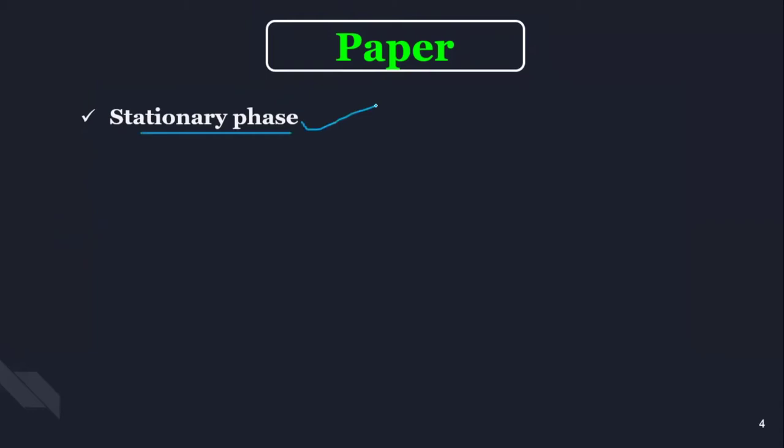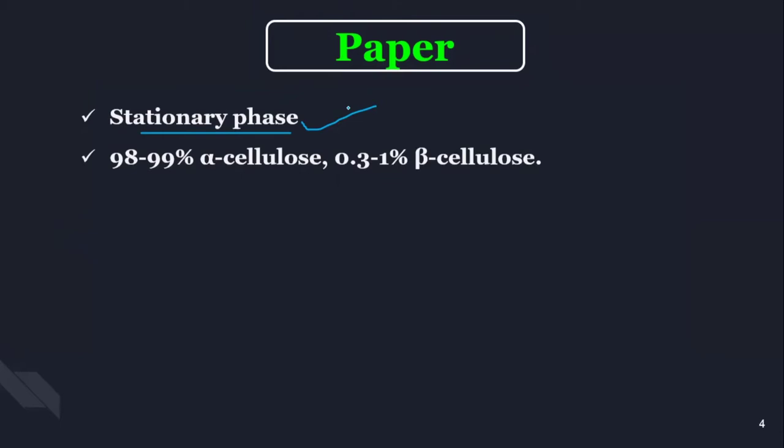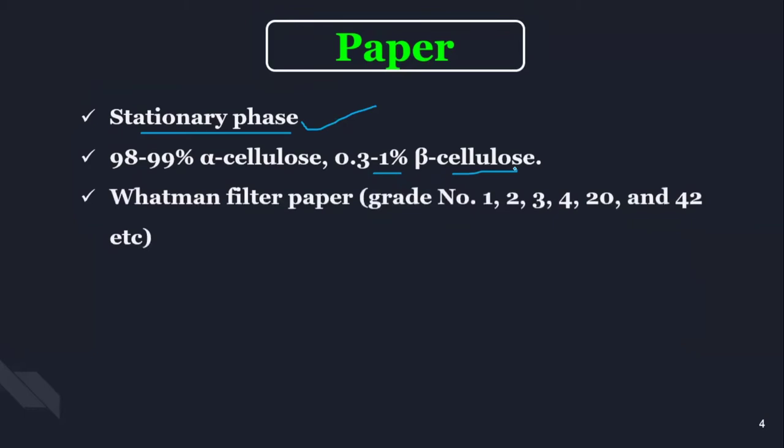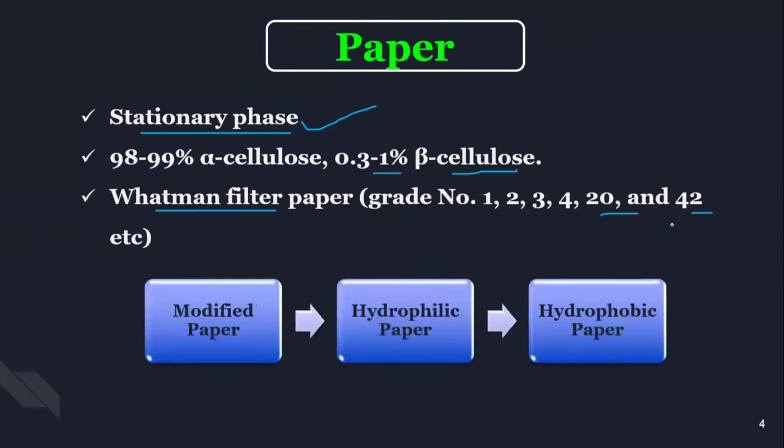Okay. Second important point: whatever paper you utilize for the separation, in that 98-99% is alpha cellulose, whereas 0.3-1% of beta cellulose is going to be present. Next, the filter paper which we use is the Whatman filter paper, along with the various grade numbers like 1, 2, 3, 4, 20 or 42. This kind of Whatman filter paper we can use for paper chromatography. And then later on, apart from these Whatman filter papers, we can also use modified filter paper, hydrophilic paper, and hydrophobic paper.